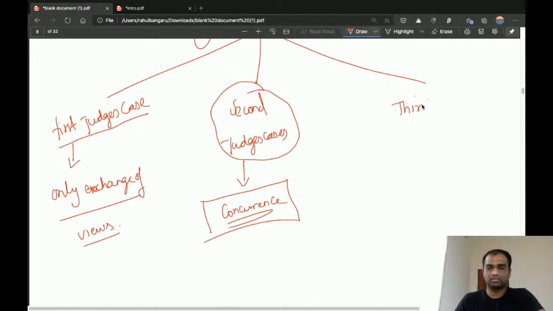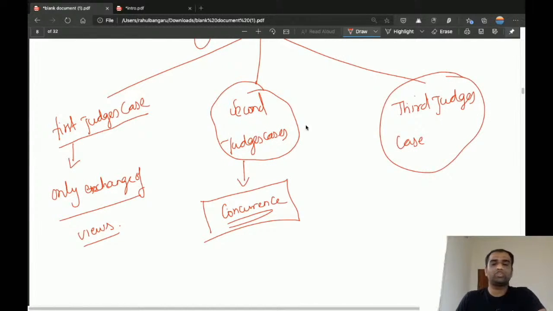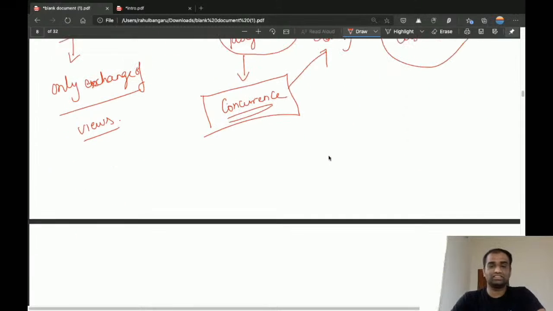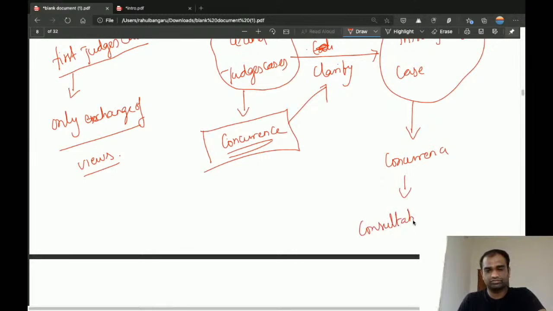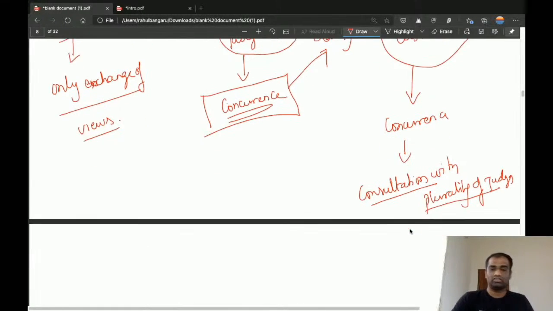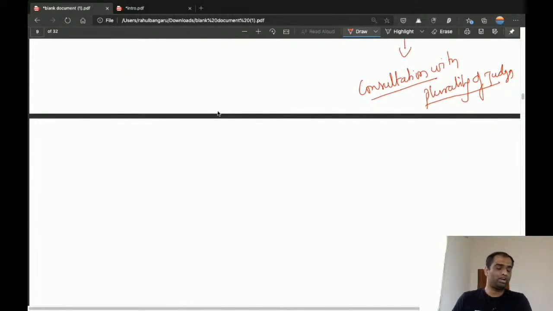Now, to clarify the judgment of the second judges case, the Supreme Court in the third judges case sought to clarify this concurrence process which was said in the second judges case. So according to the third judges case, the word concurrence means consultation with plurality of judges.